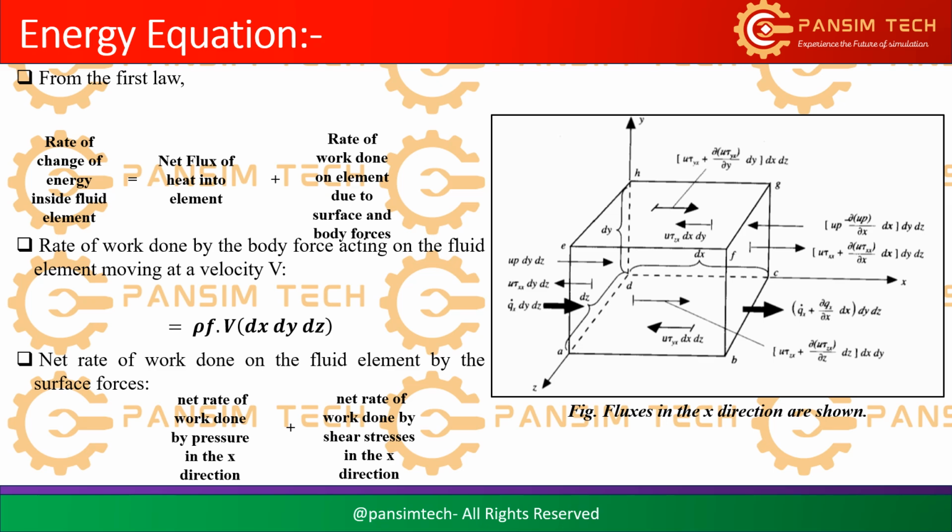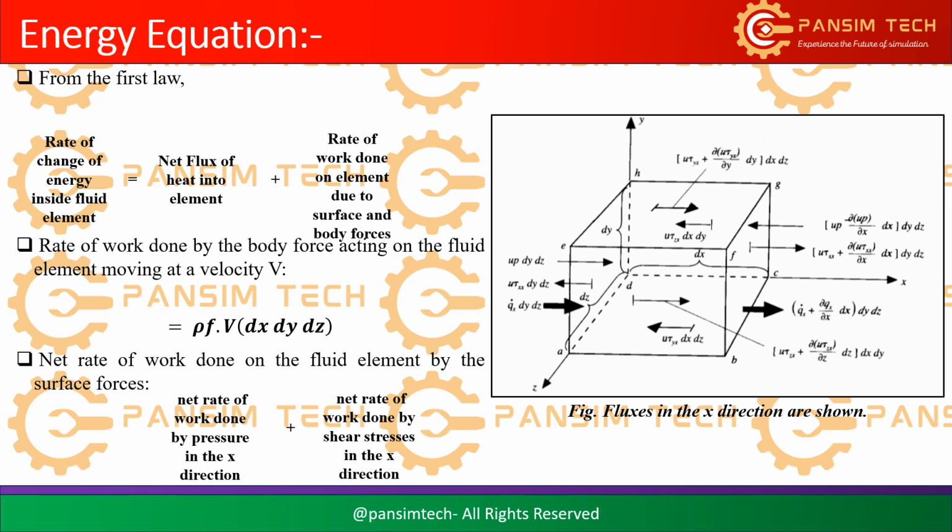So what exactly is the energy equation? From the first law, as we know, the rate of change of energy is the net flux of heat into the element plus work done on the element. Work done can be because of two forces, surface forces and body forces. In our previous video we also saw the rate of work and the body force generally acting on it. So it is volume into density, F is a function of volume into density. Okay, so this is our body force.